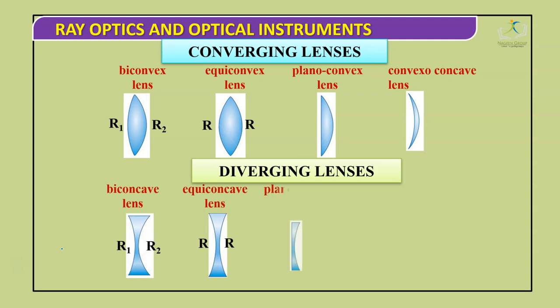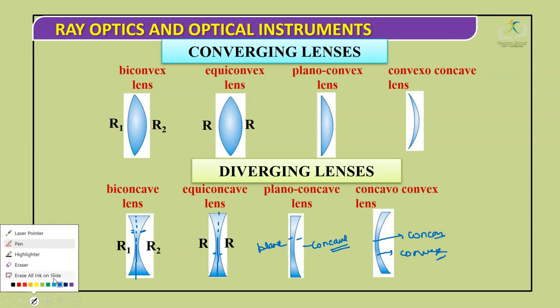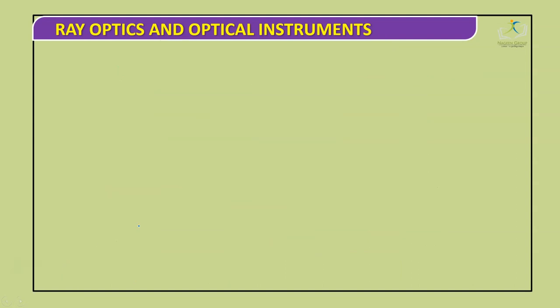Again, the biconcave lens: they are geometrically equal. One side is a plane and the other side is concave, the plano-concave lens. Next, concave on one side and convex on the other, so we say concavo-convex.